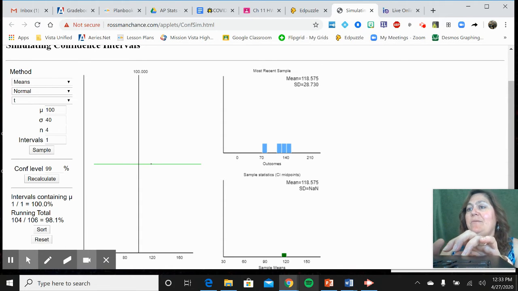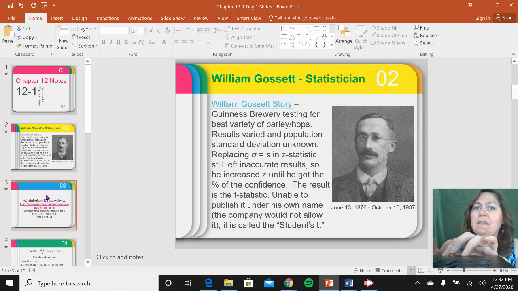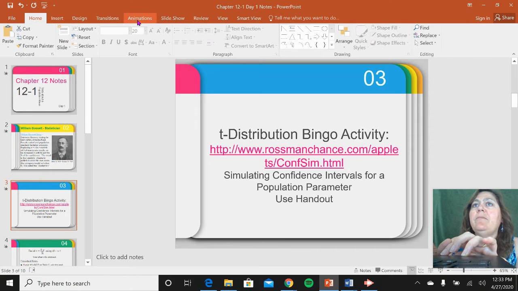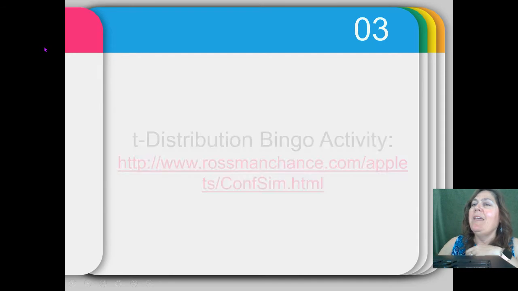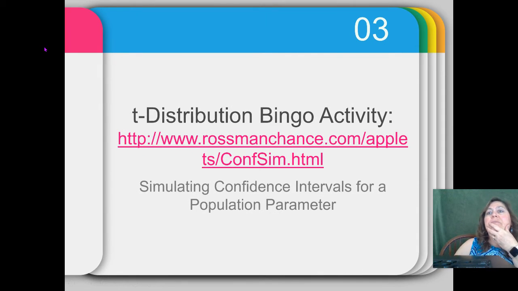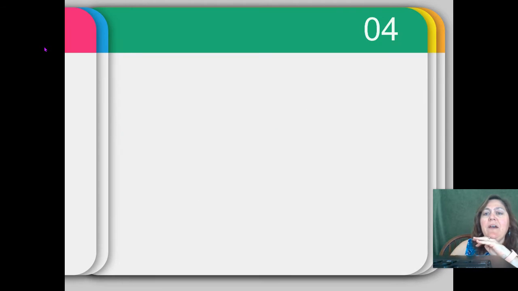All right, so I just wanted you to visually see what Mr. Gossett was dealing with when he was doing his work. Okay, so we're not doing the handout. You've got the applet if you wanted to take a further look at that.